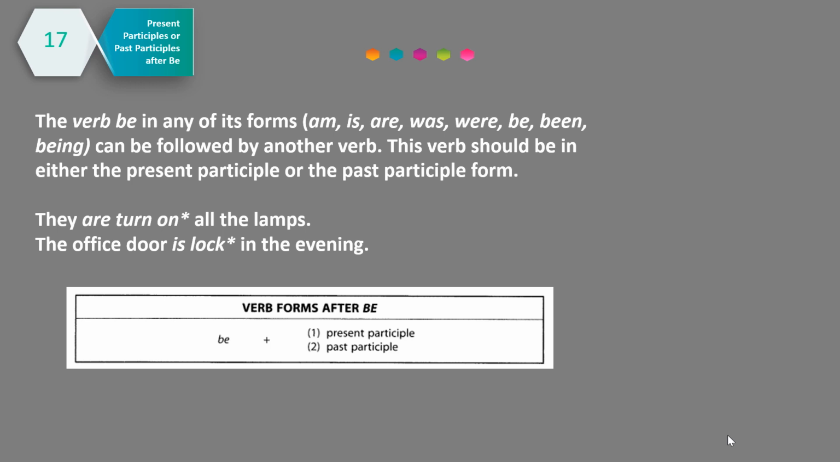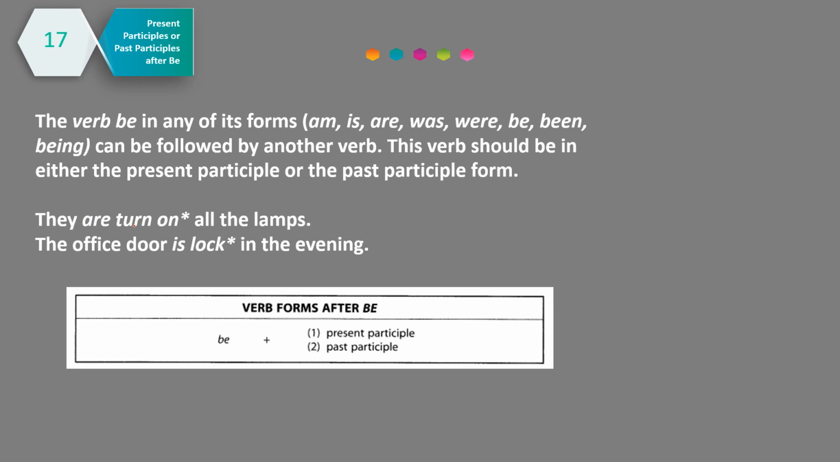Have a look at the example. They are turned on all the lamps. The office door is locked in the evening. Those two are incorrect sentences. We can find asterisk. Those asterisks indicate errors. The first example, they are turned on all the lamps. We can find a verb be, are. They are turned on all the lamps.